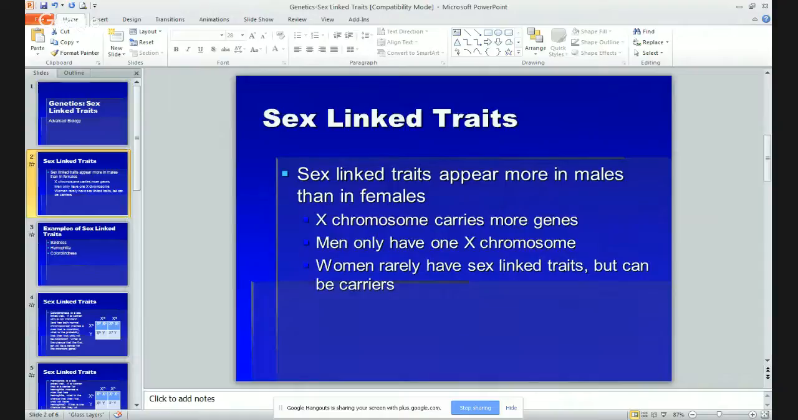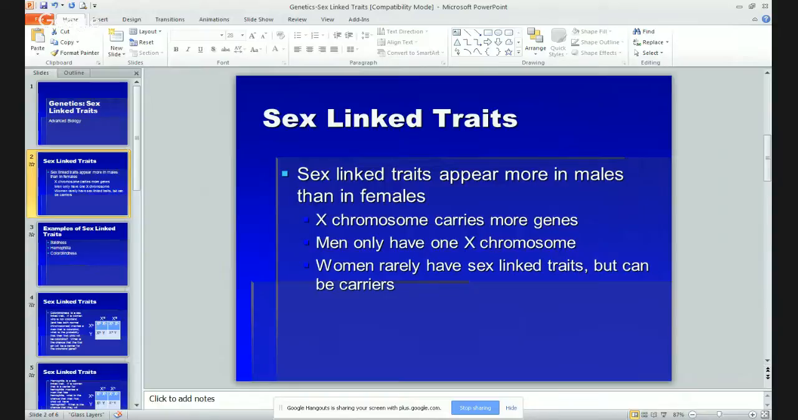So, what they are: conditions. Sometimes they're conditions, sometimes they're considered a disease or a disorder that is passed on your sex chromosomes, or your X and your Y chromosomes. And actually, all of the sex-linked traits are carried on the X chromosome, not the Y.